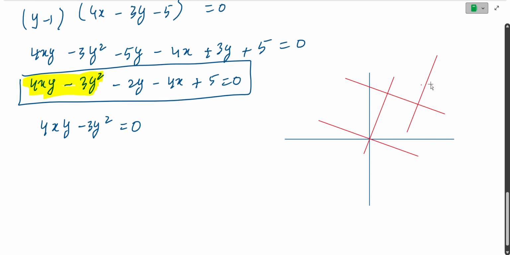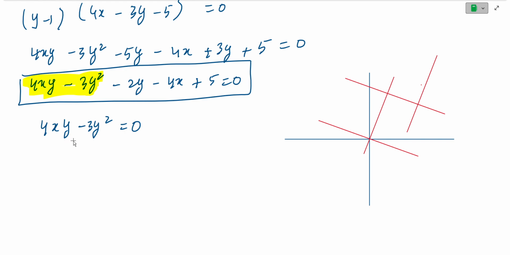So these are the given pair of straight lines. The given pair of straight lines equation is this equation. These are the straight lines passing through the origin but parallel to this given pair of straight lines. That equation will be given by this. That is the meaning of 4xy minus 3y square is equal to 0.